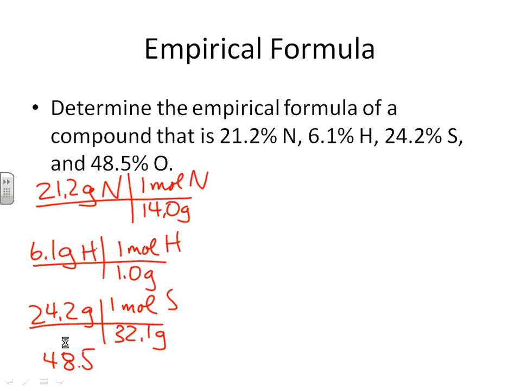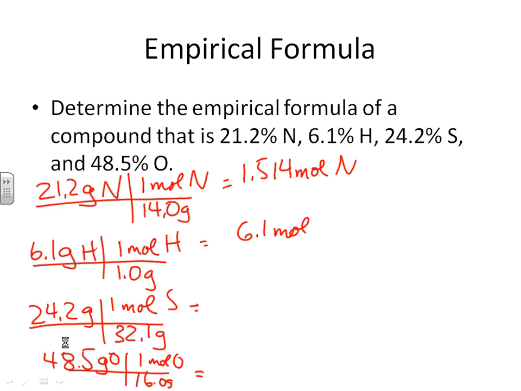And then last, the oxygen, running out of room here. But we're doing the same thing, dividing by 16 grams for 1 mole of oxygen. We're going to figure out how many moles of each one we have. That is going to be on our way to telling us the lowest molar ratio. So I do this math. I get 1.514 moles of N, 6.1 moles of H. That's easy enough. Sulfur is 0.753, and the oxygen is 3.031.